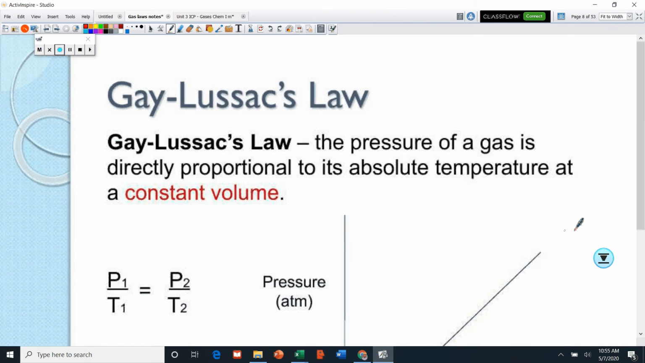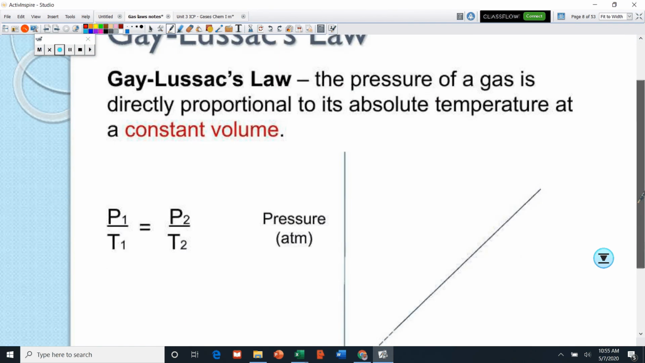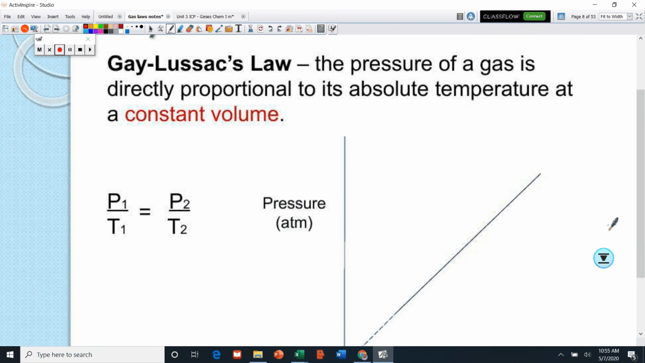The next one is Gay-Lussac. Gay-Lussac just took the other side of it and he compared pressure and temperature. And he found out that pressure and temperature are also directly proportional as long as you keep the volume constant. So this is in a fixed container. The container cannot change size. So this would be like a propane tank or something like that.